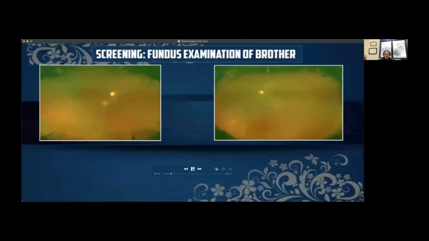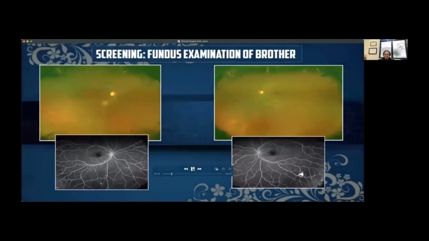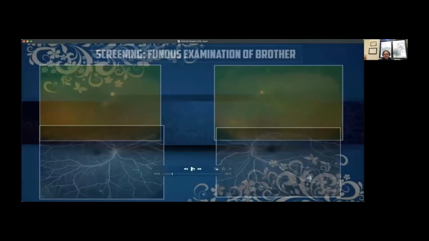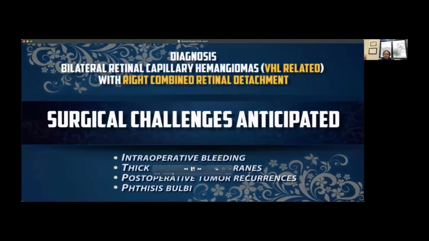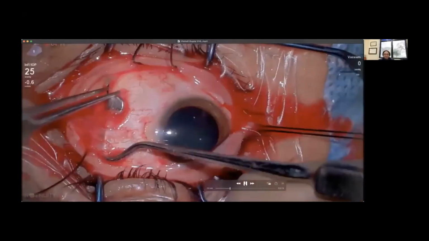Once we have diagnosed this patient, the next very important step is to examine the siblings. The brother of this girl, who was asymptomatic, had small angiomas, which we can manage at this stage and prevent blindness in the sibling. So this is the second outcome, the importance of sibling screening. Once the diagnosis is made, there are several surgical challenges, but the 2 important ones which we need to tackle are intraoperative bleeding and thick membranes.